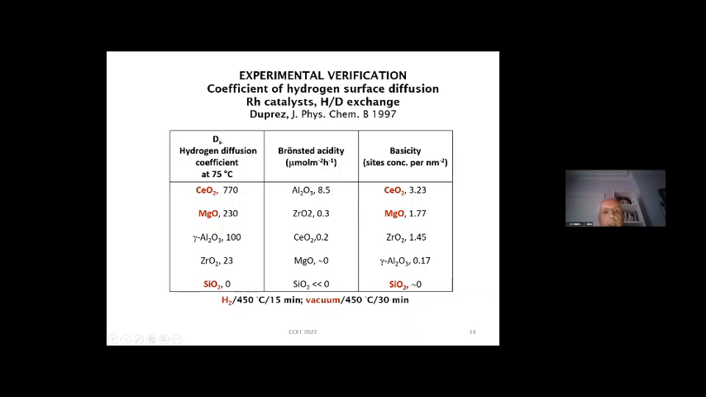From the table, it results that this coefficient of diffusion decreases from ceria to magnesia, then to silica. The protonic acidity of the catalysts was determined, and as you can see, there is no correlation between this coefficient of diffusion value and the protonic acidity. In contrast, there is a coincidence with the basicity of the catalyst. It decreases from ceria to magnesia, then to silica. There are discrepancies in value for alumina and zirconia. This is simply due to the fact that in the conditions of the test reaction, zirconia is too much dehydroxylated.